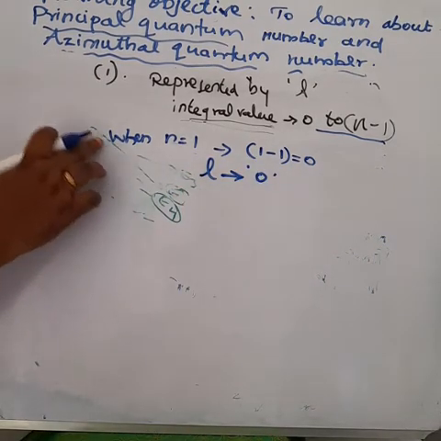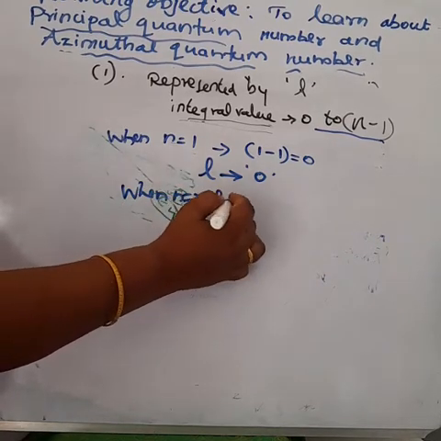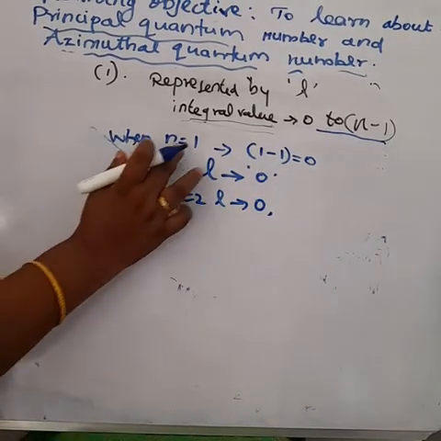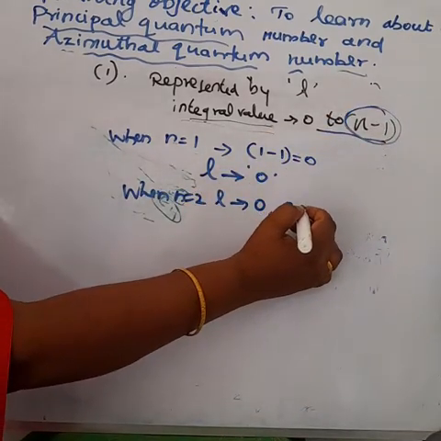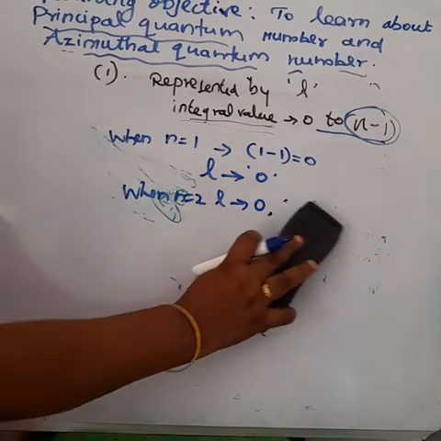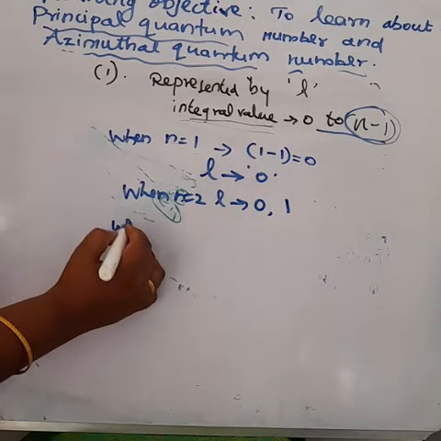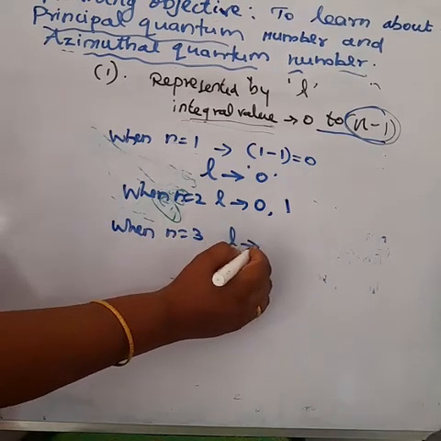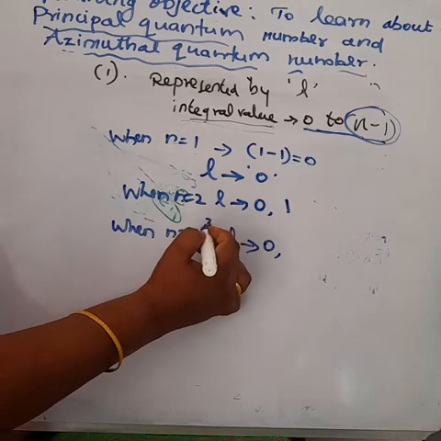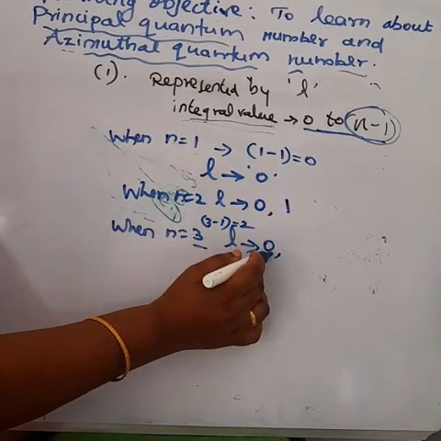And then when n is equal to 2, what are the integral values of l? They start from 0 and go up to n minus 1. With n equal to 2, 2 minus 1 gives 1. So l is equal to 0 and 1. When n is equal to 3, the integral values of l start from 0 to n minus 1, here 3 minus 1, which gives 2. So l is equal to 0, 1, 2.